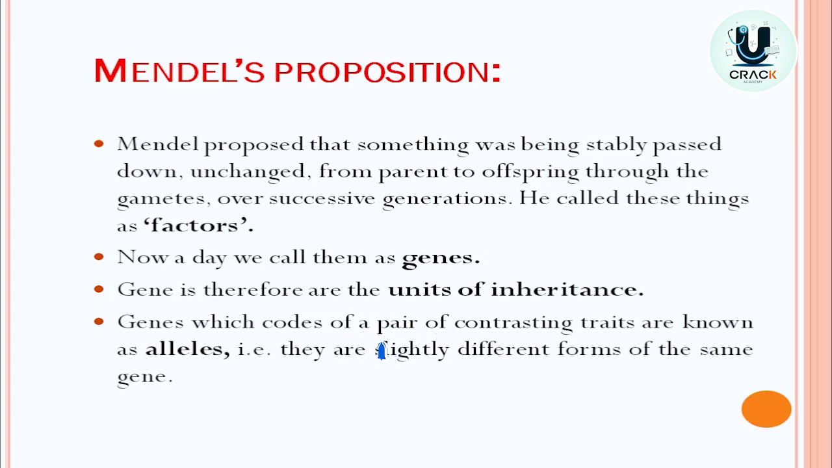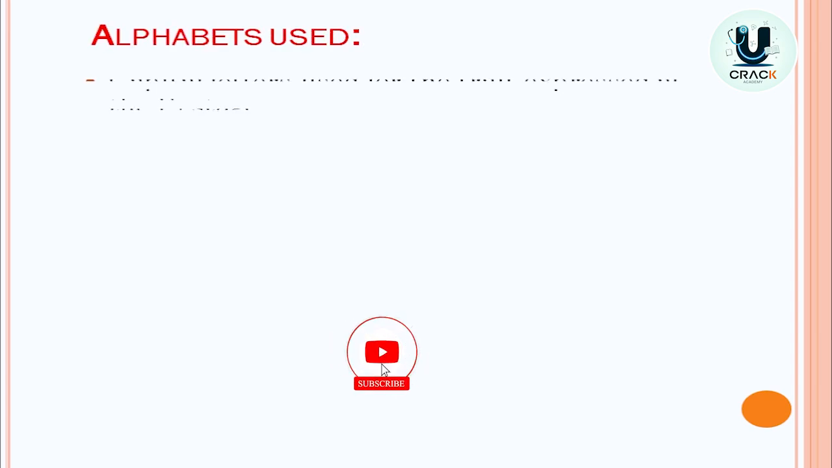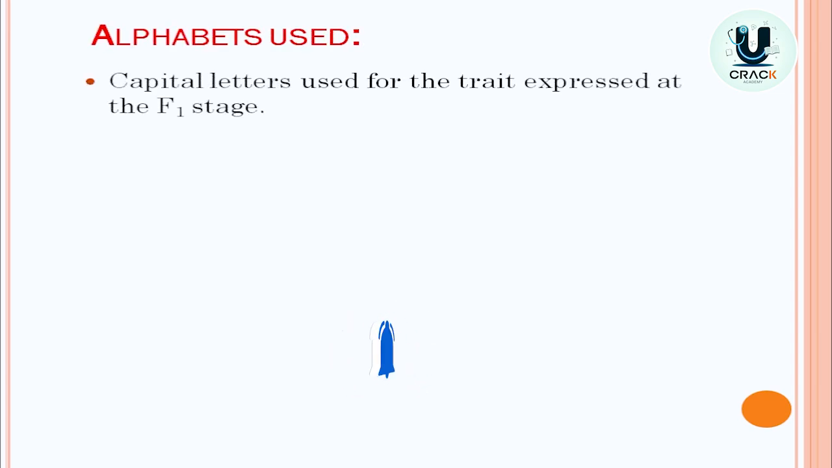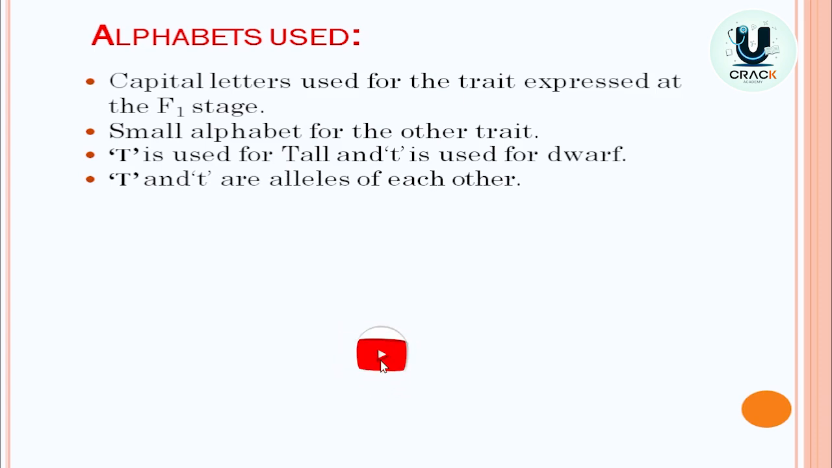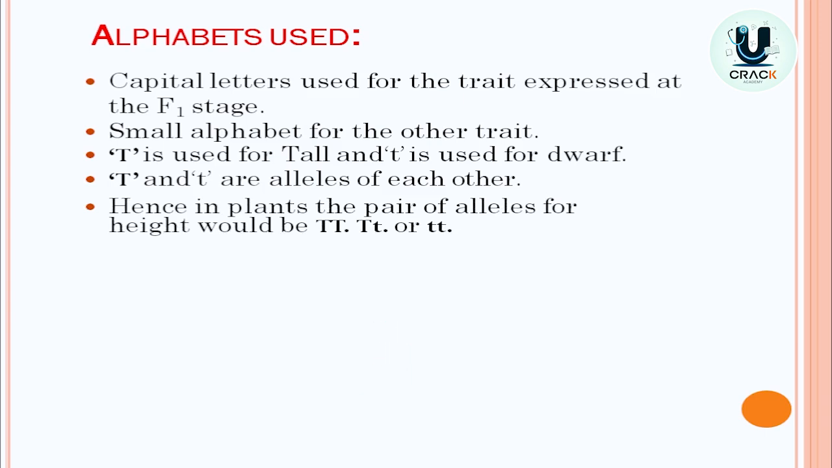The genes which code for a pair of contrasting traits are known as alleles. That is, they are slightly different forms of the same gene. Alphabets used: capital letters are used for the traits expressed at the F1 stage, small alphabets for the other traits. Capital T is used for tall, small t is used for dwarf. Capital T and small t are alleles of each other. Hence in the plants, the pairs of alleles for height would be TT, Tt or tt.